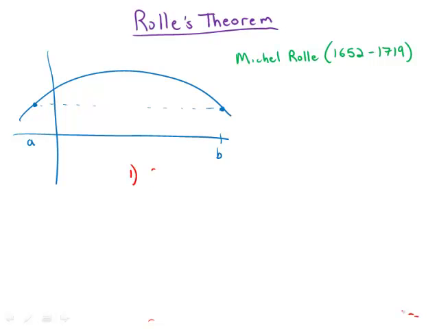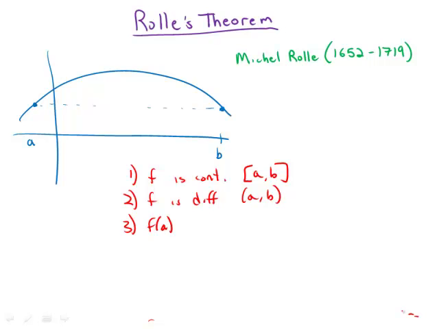Condition number one is that f is continuous on the closed interval from a to b. Two, f is differentiable. The derivative exists everywhere on the open interval from a to b. And suppose f of a equals f of b. In other words, the function has the same height at a and b. So in the example I've drawn here, a nice smooth function, this satisfies all three conditions.